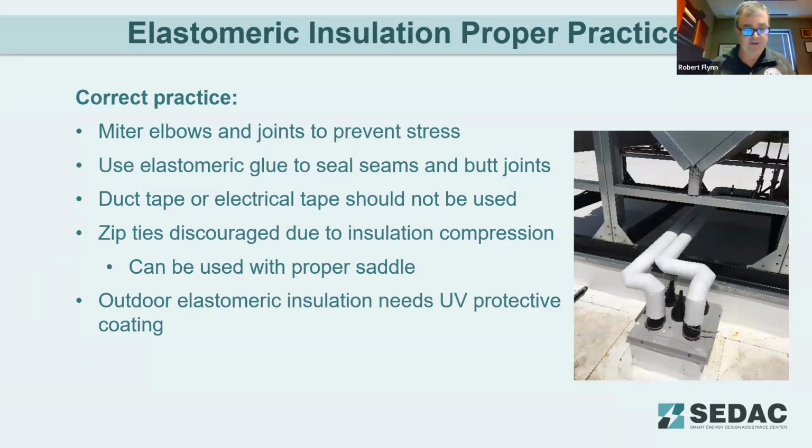And this is an example of what Sean was talking about, mitered 90s. It does have the UV protective coating. Once again, if you don't put this coating on, it's not a paint, it's a coating. So you just can't go to the store and get a paint to put on it. It's a specific UV protective coating, a weathering protection coating, and that will stop the potential drying out and destruction of the insulation itself.